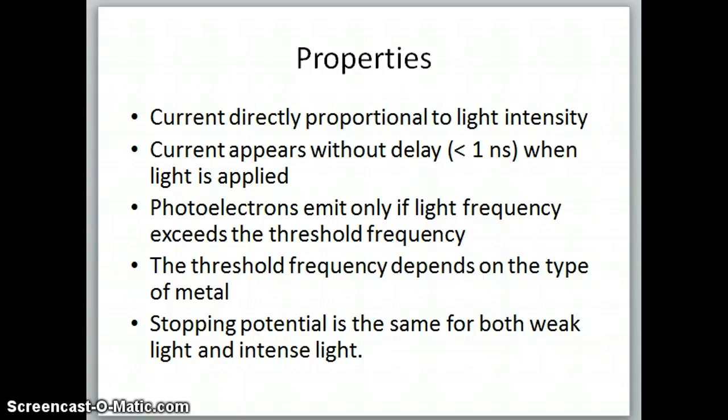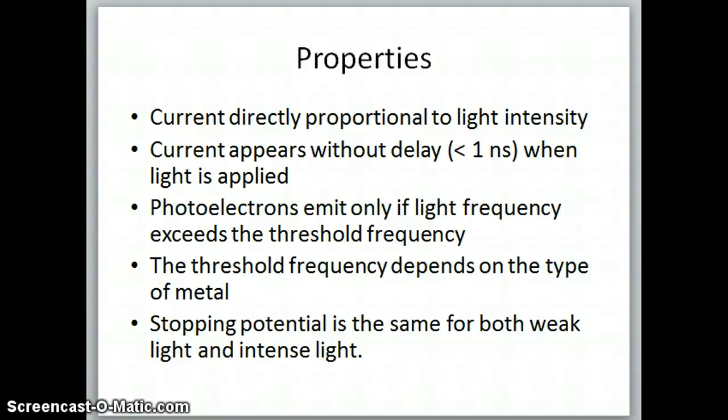The properties that we have here are, the current is directly proportional to the light intensity, but keep in mind that it has to be at a high enough frequency. So the larger the intensity, the larger the current you get, because the more electrons are being knocked off. The current appears without delay. So as soon as the light hits the metal is when the electrons start jumping off. This is also suggesting that light is a particle, which we call photons.